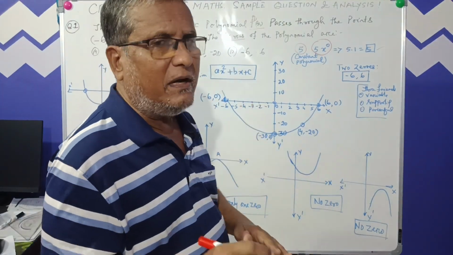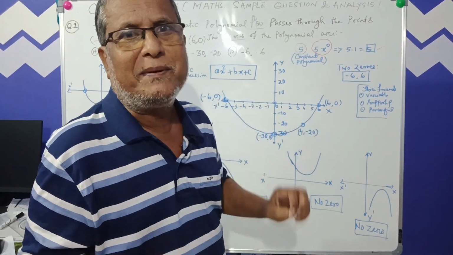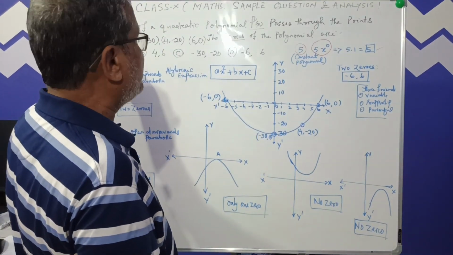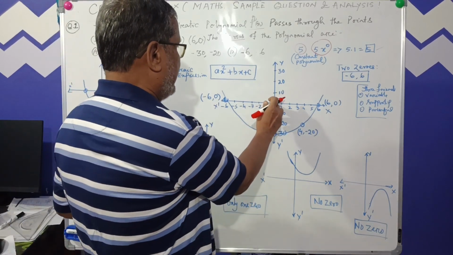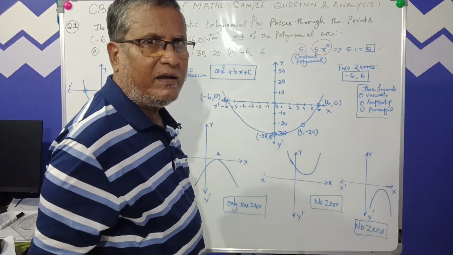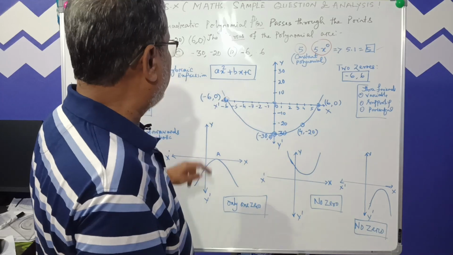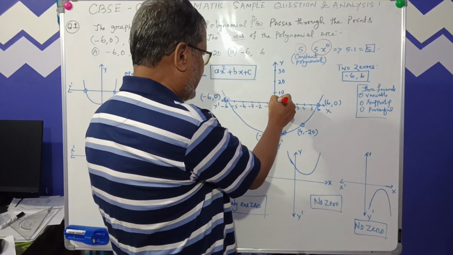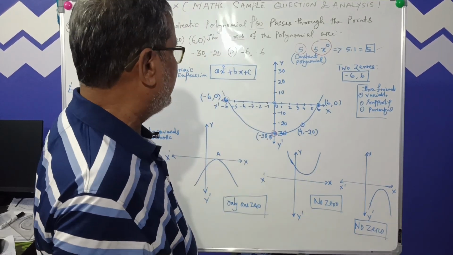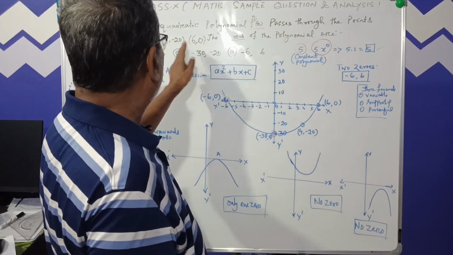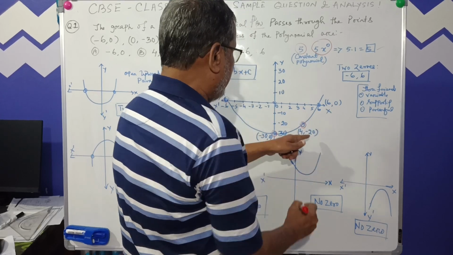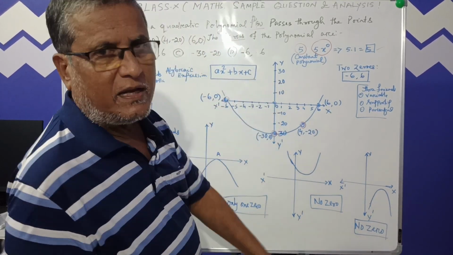Now let us locate the points first. Here is the x coordinate, the abscissa, and this is the y coordinate. Right from the origin, x is -6 and y is 0, so this is the point. Then 0 and -30: here is the origin, and 30 you see here on the y axis, with x coordinate 0. And here is 4, meaning plus 4, and here you see -20, on the negative axis.